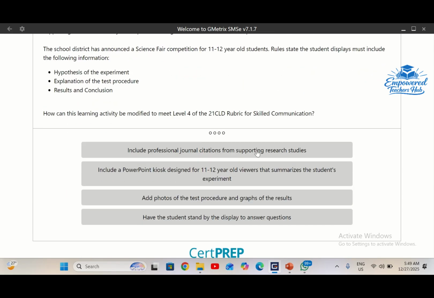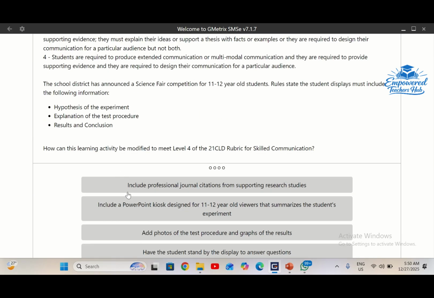Include a PowerPoint kiosk designed for 11 to 12-year-old viewers that summarizes the students' experiments. Okay, let's see others. Add photos of the test procedure and graphs of the results. Have the students stand by the display to answer questions. No, no. Okay, this should be correct.